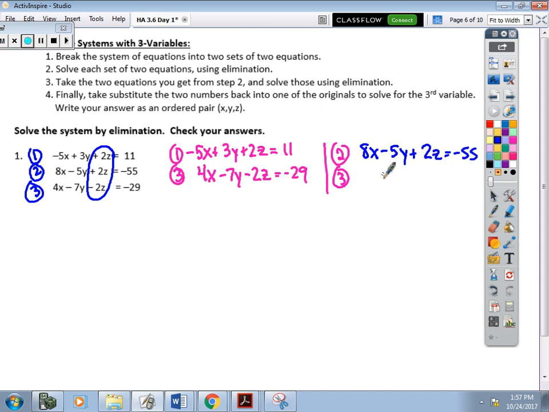And I'll also copy the other ones. And be careful, because if you mix the negative right here when you copy it, then the rest of the problem is going to be wrong. So, take care.